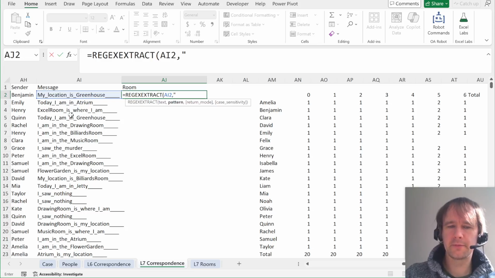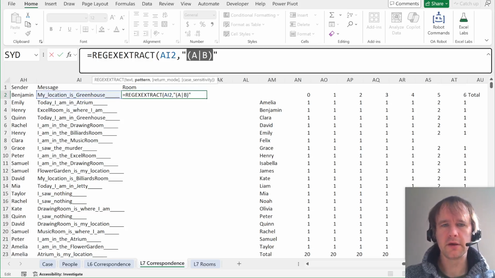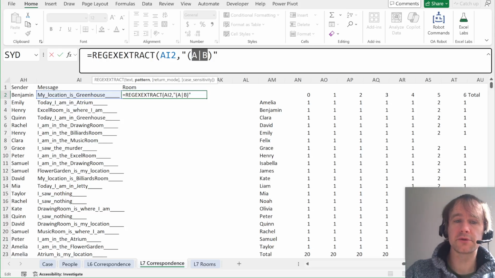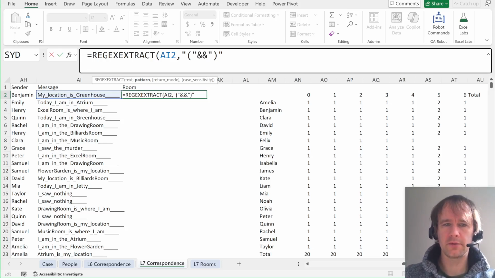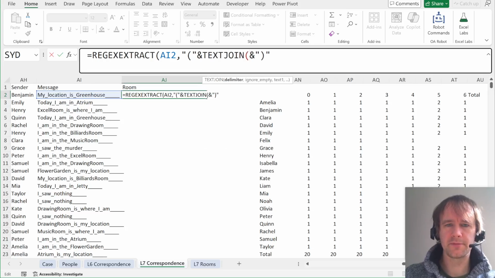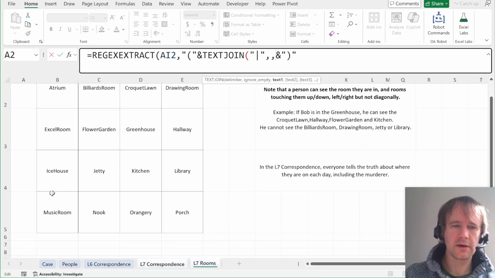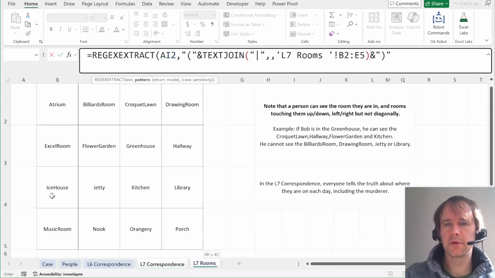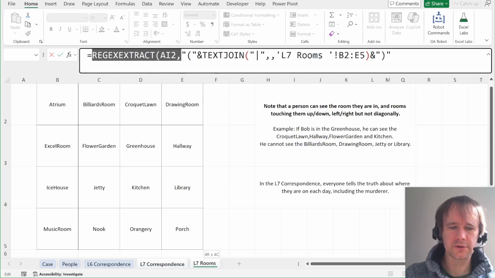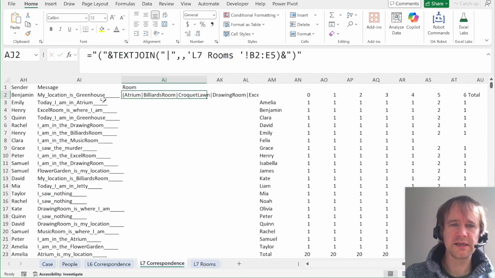so the pattern you can use if you want to test like A or B is something like this. You have brackets for a capture group and then just A or B. So what I want in here is the list of rooms separated by pipes, and I can do that with text join. So I'm going to say text join on a pipe character, which means or in regex, the list of rooms. And let's just drop this piece for a second so you can see what that looks like. So here's my test. It's going to be atrium or billiards room or croquet lawn, etc., etc.